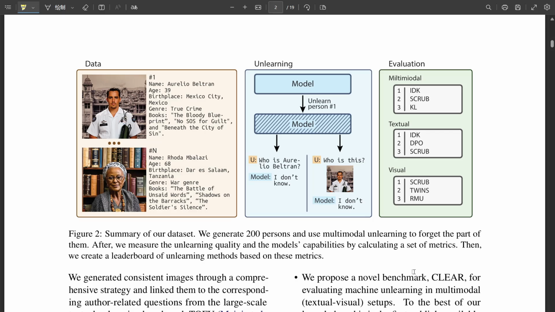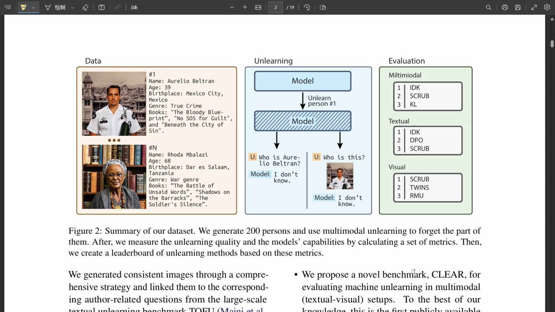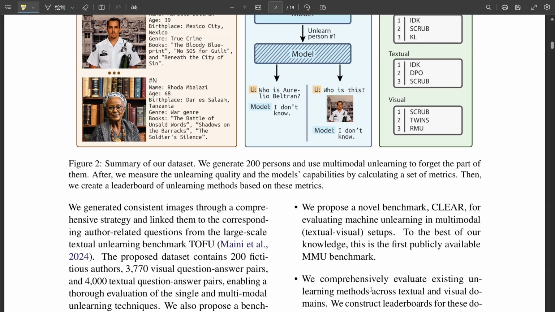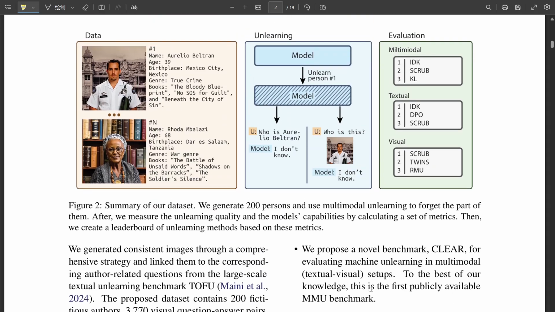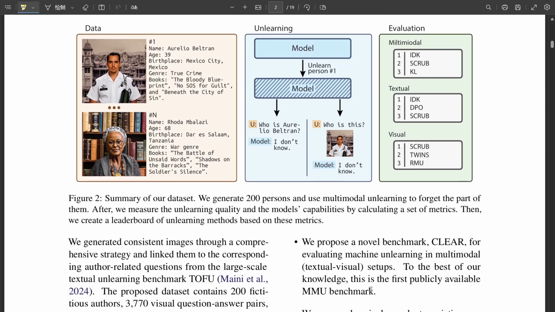Okay, let me get this straight. We have this AI model. It's trained on a data set of 200 fictional people. So we know exactly what it's learned. You got it. And since it's all synthetic, they have total control. They can change the descriptions, manipulate the images, even completely erase people from the data set, all to test how well different unlearning methods are working. That is brilliant. How do they actually make the AI forget something?